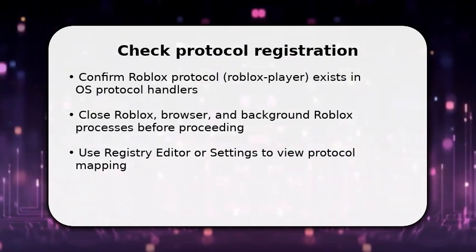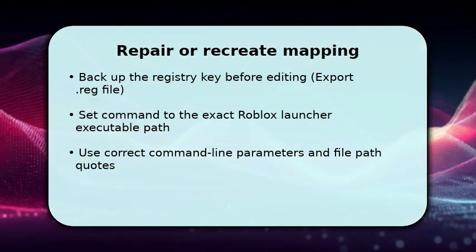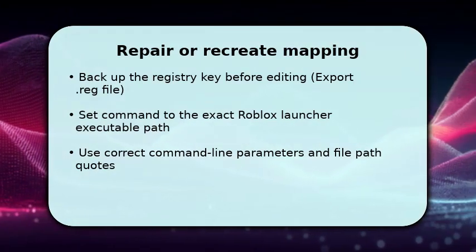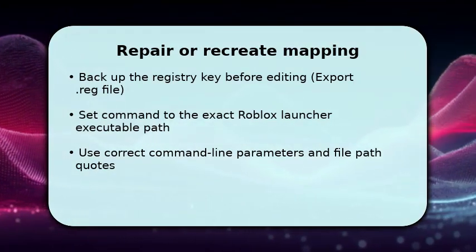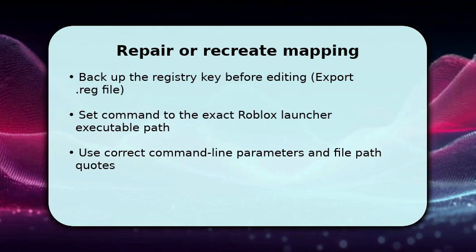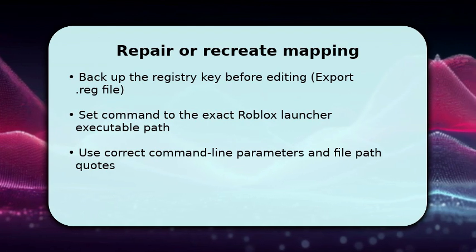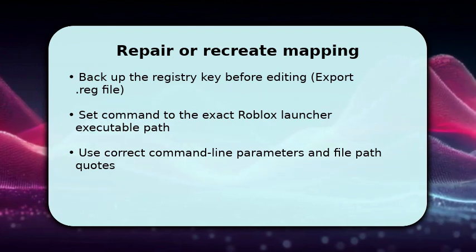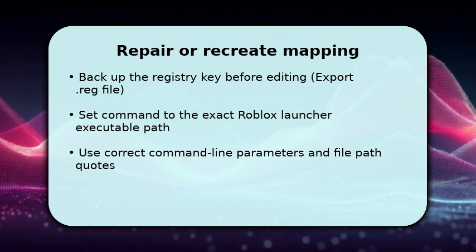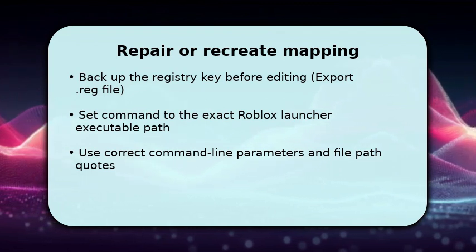You proceed now to repair or recreate the mapping. You next repair the mapping by editing the protocol command. First, export the key so you can restore it if needed, then update the command to the exact Roblox launcher .exe path inside quotes, followed by the proper parameters the launcher expects. This ensures the OS passes the URL intact.